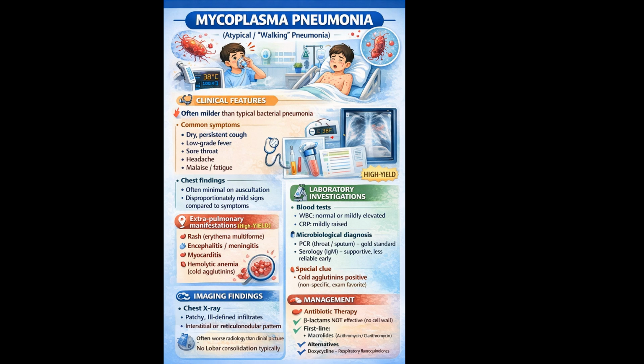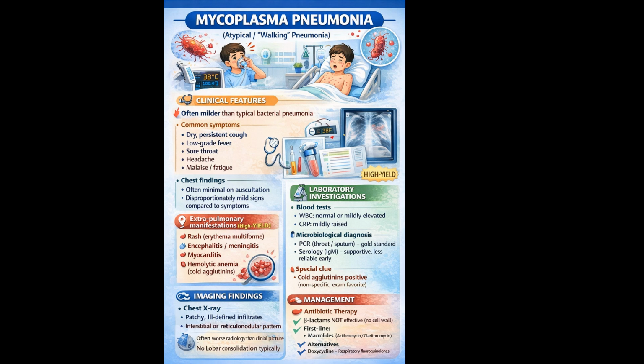When you go to the imaging findings, on chest x-ray mainly patchy shadows are there, so very subtle changes. Laboratory findings are very important. We can do blood tests: WBC normal or mildly elevated, CRP usually elevated, and hemoglobin level usually low because of this hemolysis. For microbiological confirmation, we can culture this microorganism, but PCR is the gold standard for these patients. Throat or sputum PCR for Mycoplasma is the gold standard, and serum IgM is supportive.